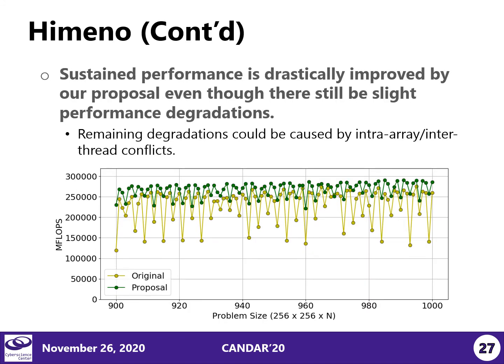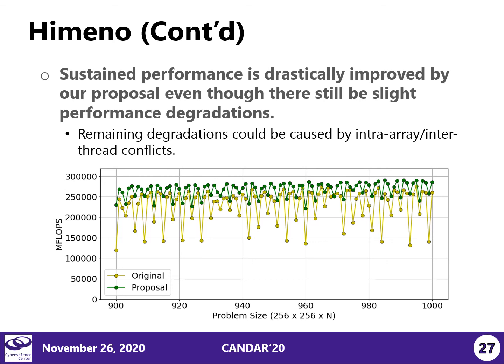This slide shows the evaluation results of Himeno benchmark. The x-axis shows the problem size. We set the problem size to 256 times 256 times n. The x-axis is the value of n, and the y-axis shows the sustained performance in megaflops. Yellow is the result of original Kokkos, and green is the result of our proposal.